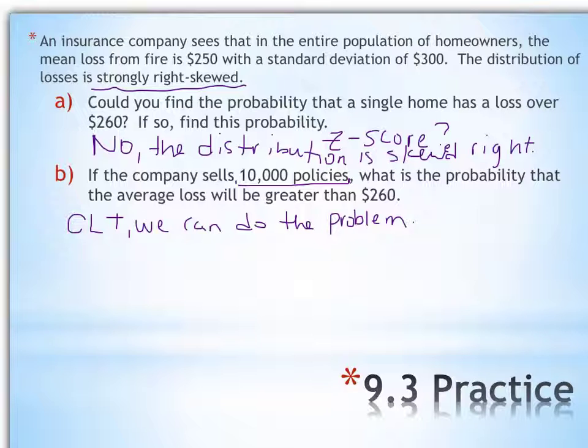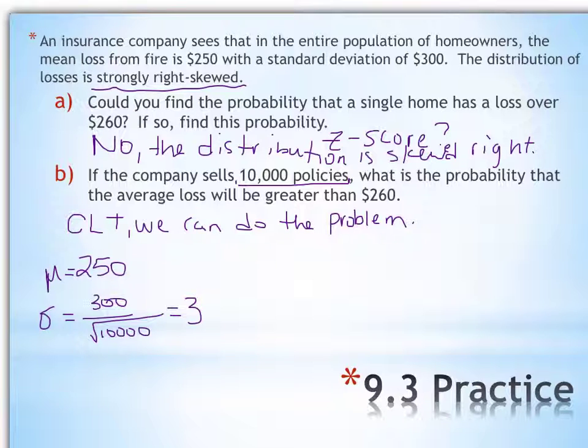So now I'm going to find the mean. The mean, remember, always stays the same, so it's still going to be 250. What does change is the standard deviation. Standard deviation was 300 over the square root of n. Square root of n here is 10,000 policies. So if I calculate that out, I get my standard deviation to be 3.